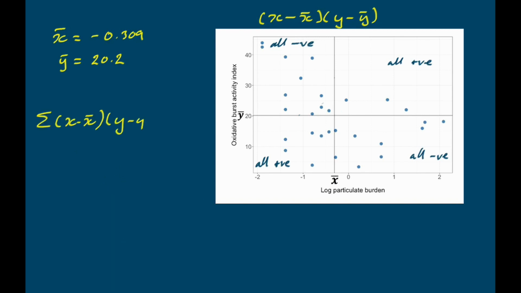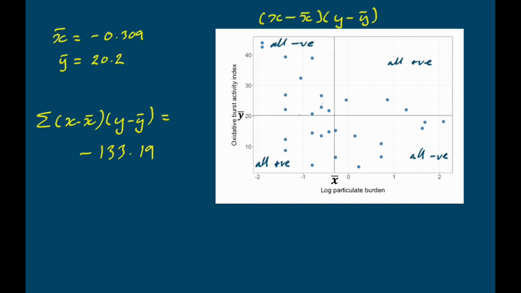So let's do that for our data set here. We're going to calculate the sum of x minus x bar times y minus y bar, which is otherwise known as the sum of products. And that gives us a value of minus 133. So we've got a fairly large negative number describing our correlation.